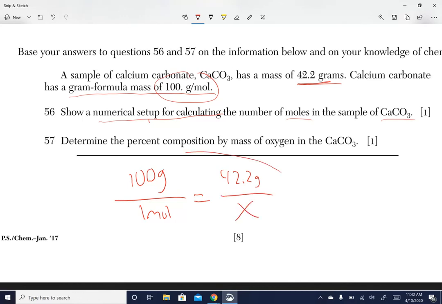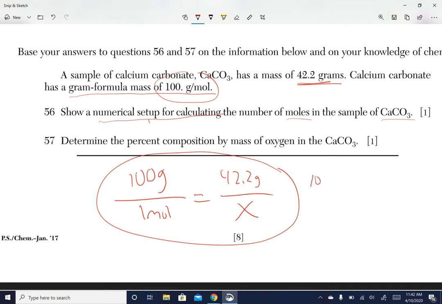So this is my numerical setup. You can set it up differently, but this is how I teach it. So I do proportions. 100 grams over 1 mole equals 42.2 grams over X. We're solving for X, but that's it. I don't need an answer, so just the setup.